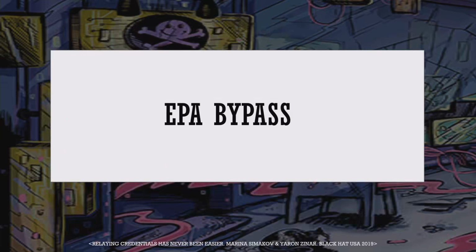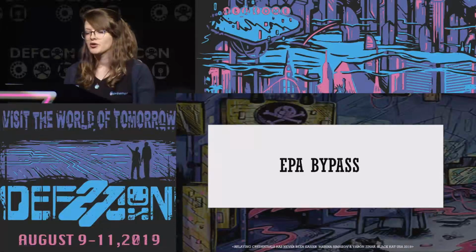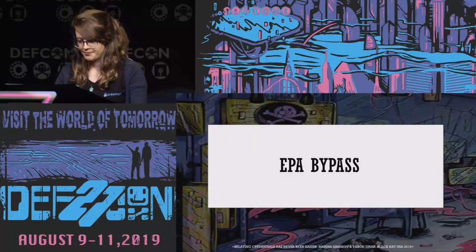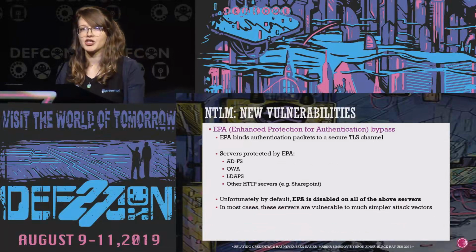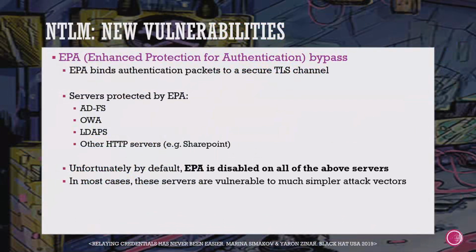All right, the next bypass that we want to talk to you about is the EPA bypass. The goal of EPA is to bind the NTLM authentication to the TLS session over which it is established. Some of the servers that can be protected by EPA include ADFS servers, OWA servers, LDAPS on domain controllers, or other HTTP servers which support Windows integrated authentication.